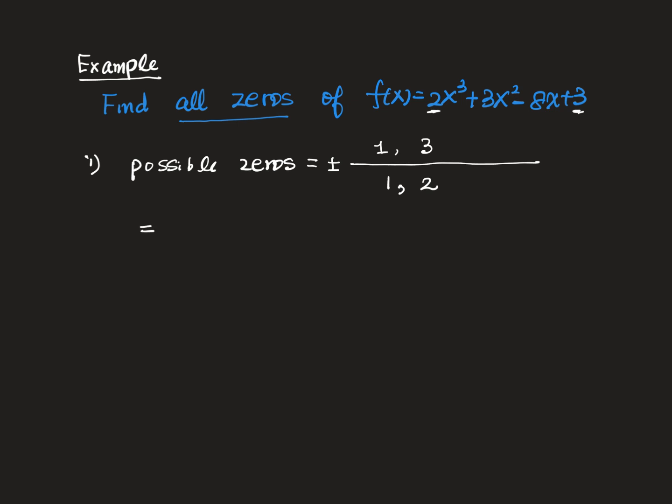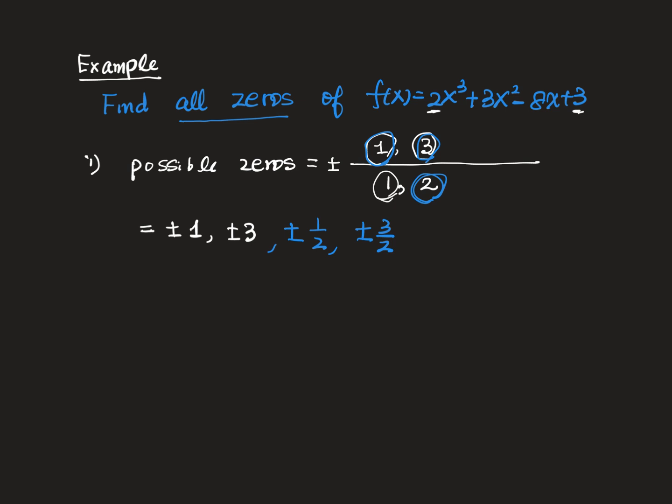So the possible zeros: first, 1 over 1. That's positive negative 1. Second is 3 over 1. That's positive negative 3. Now the other pair, 1 over 2. That's positive negative 1.5. Another one, 3 over 2. That's positive negative 3 over 2. That's how you find the possible zeros, okay?